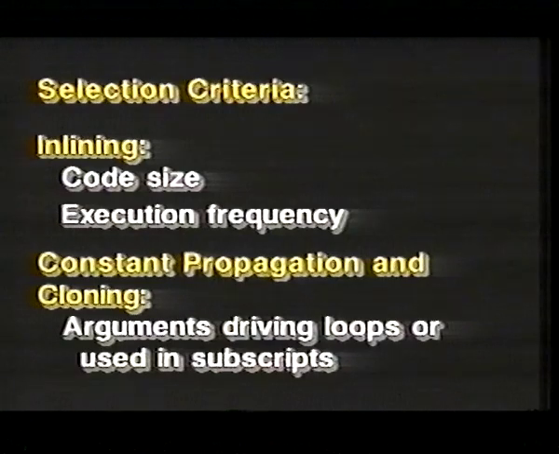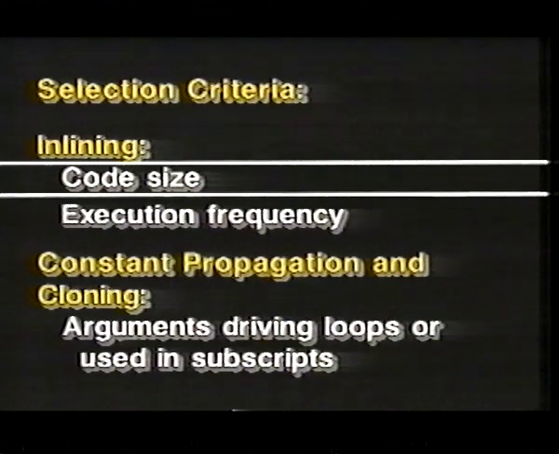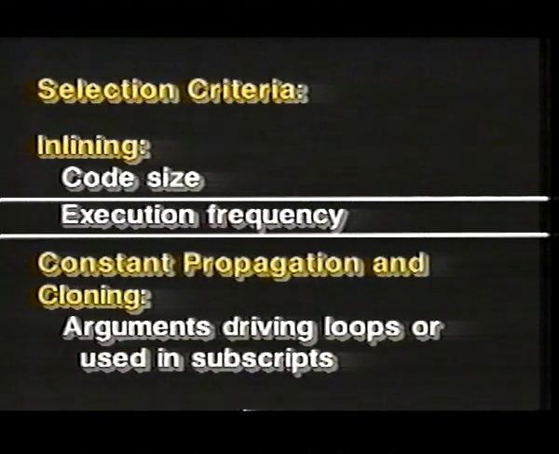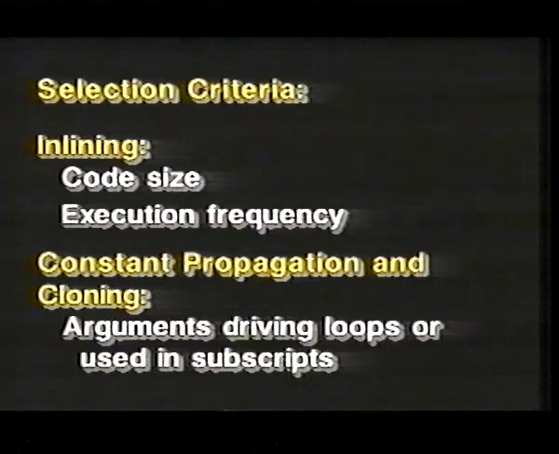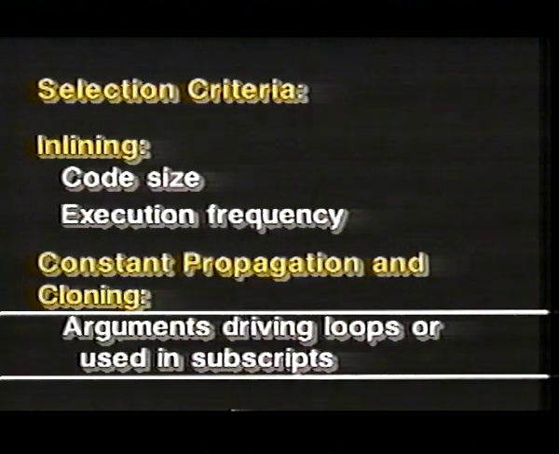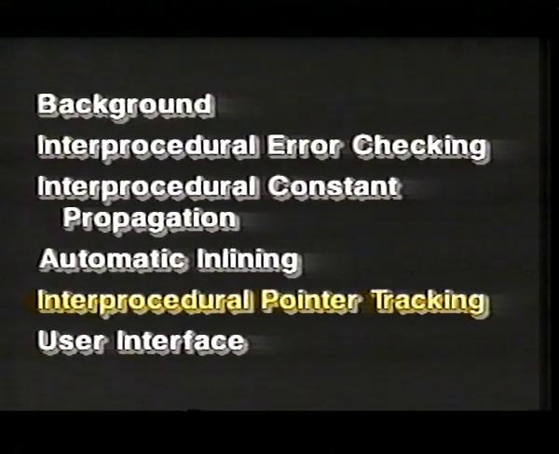Inlining and constant propagation use different selection criteria. Inlining chooses procedures based upon code size and call sites based on execution frequency. Constant propagation and cloning choose procedures based upon call sites which have arguments with constant values and procedures which have arguments used to control loops or compute array subscripts. A unique feature of the application compiler is its ability to perform inter-procedural pointer tracking in order to improve the vectorization and parallelization of C codes.